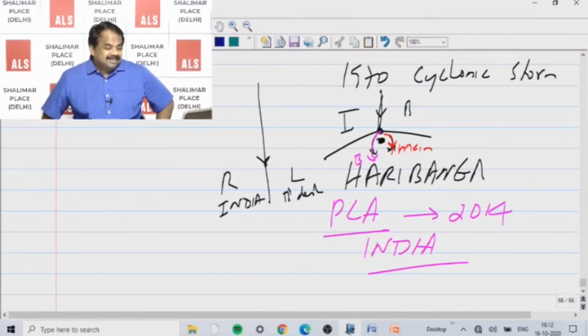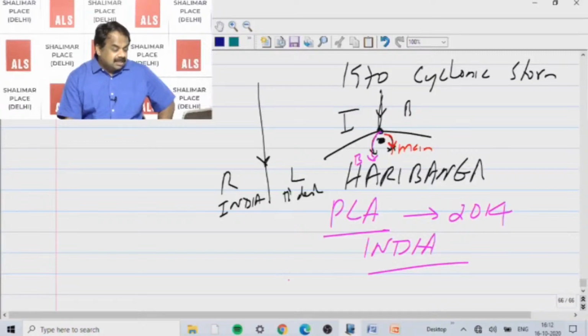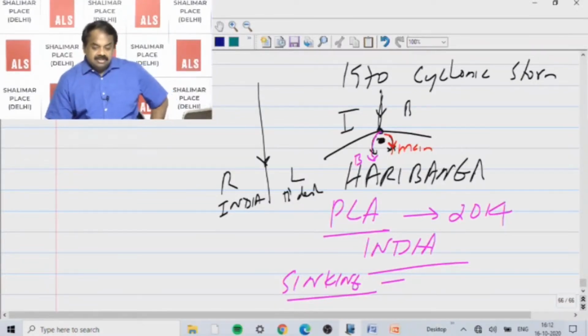But now, since it is formed, it is a depositional island. In the last couple of years, it is sinking. Already, most of the island has gone below water. So there may not be anything to dispute later on. Okay, so that was the Numur.